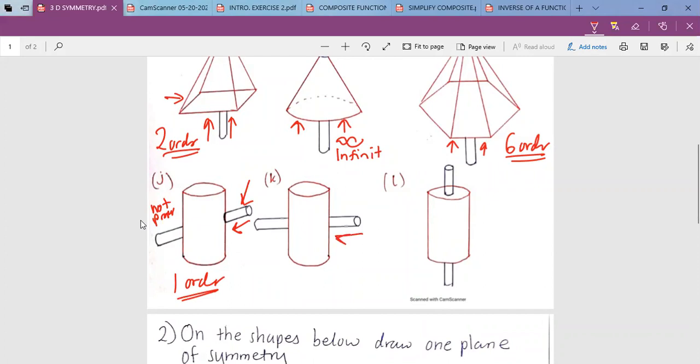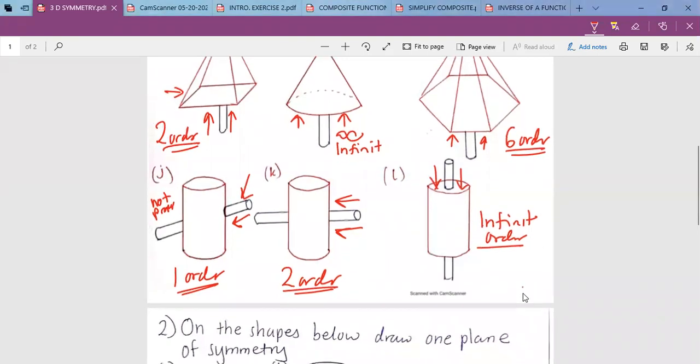But when you look at K, the axis is very proper. So if the axis is very proper, and this side here will face like a rectangle, it will be two order. And now here, the axis is facing from the side of the circle. So there will be infinite order. It will be infinite order of rotation. Okay, so we proceed to question number two.